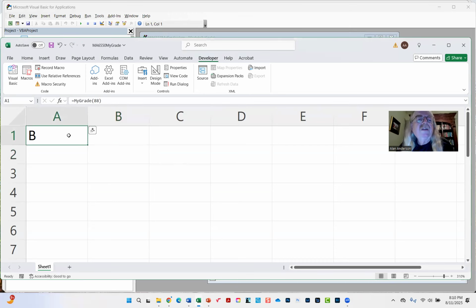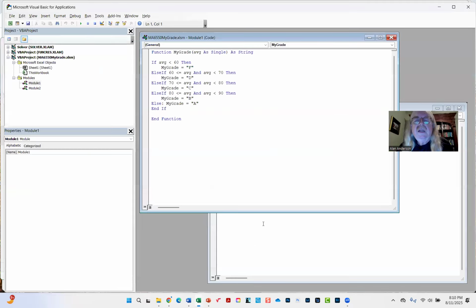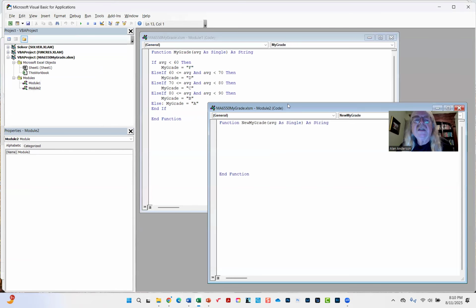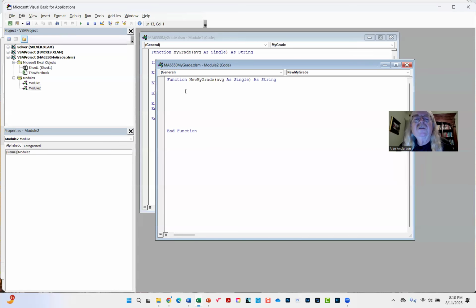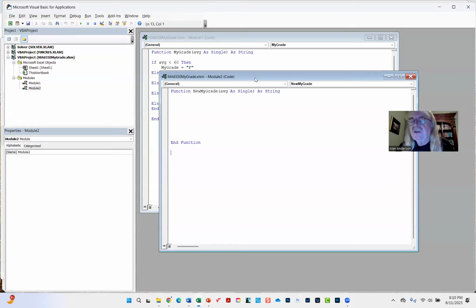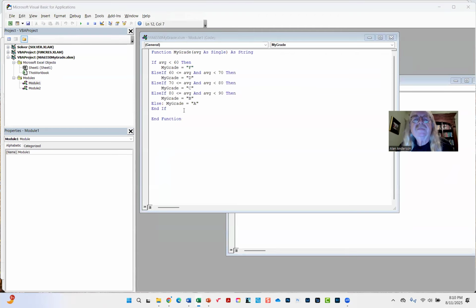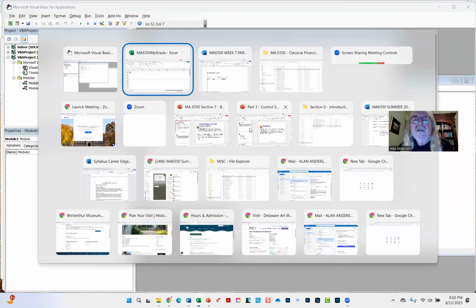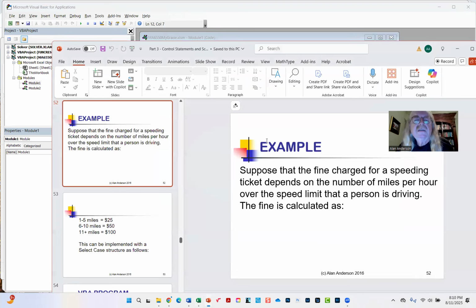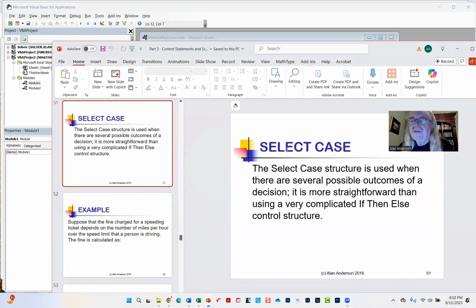So now here's what I would like you to do. Go back in here to Visual Basic. Here's another module that's sitting here. I decided to call it new migrate. You can't have two functions here that have the same name, otherwise you'll cause problems. So I changed it to new migrate, average as single as string. And so your job is to take this and rewrite it using the select case command. Okay.